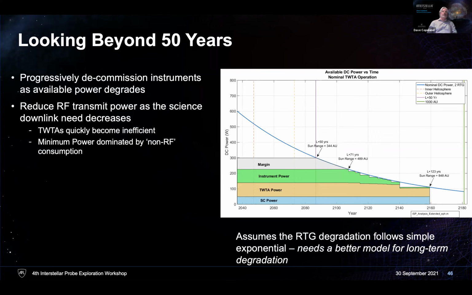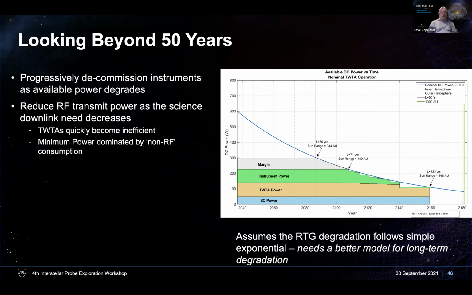Now, with current technology, if we're flying TWTAs, they rapidly get inefficient if they're not operating close to their saturated output power point. There's a static DC draw that just goes into keeping the amplifier on. This is the heaters for the tubes and the anode current. You can dial back their power, but you will always have that static draw there to deal with.